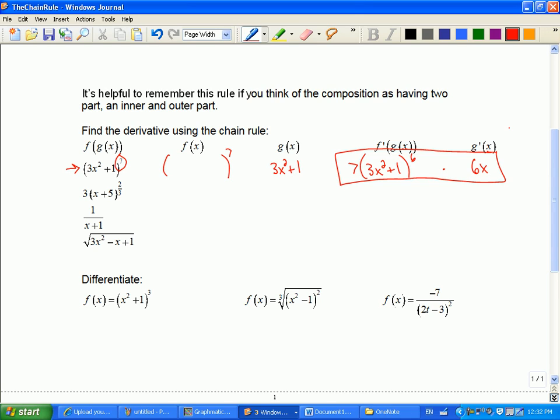Okay, how about the next one? 3x plus 5, and 2x plus 3, or sorry, to the 2/3. What would you end up with then? So let's pick the easy way. Let's pick the inside function.